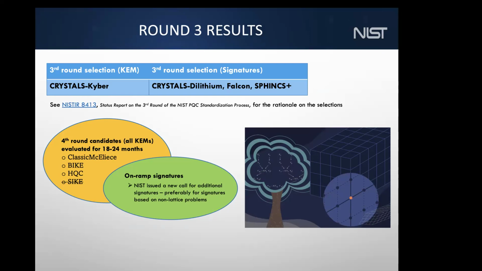You may have noticed that there are 3 signatures and only one KEM or encryption algorithm. We do intend to standardize more than one KEM. So we still have 4 algorithms that are around in a 4th round of evaluation, and we will select 1 or 2 of those algorithms for standardization as well to join Crystals-Kyber. I'll talk more about each of these things here, but this is kind of the summary at the end of round 3 that we were able to announce.